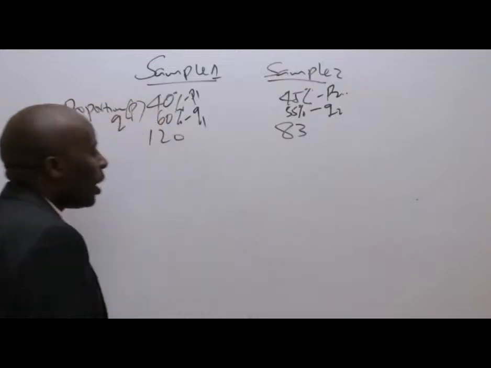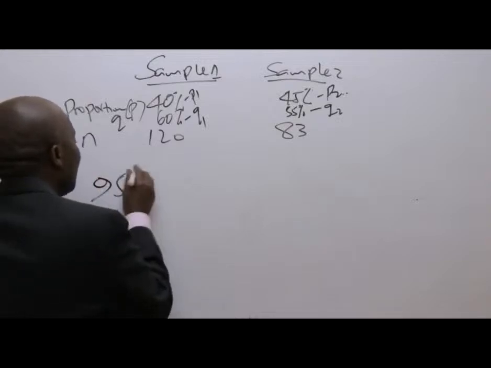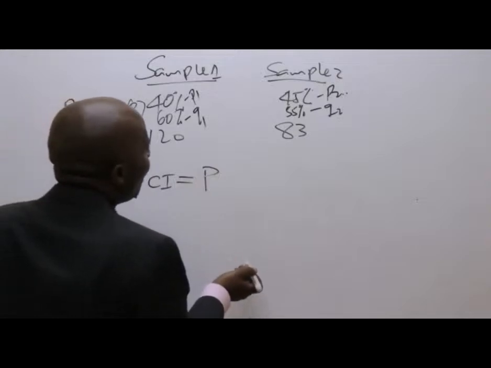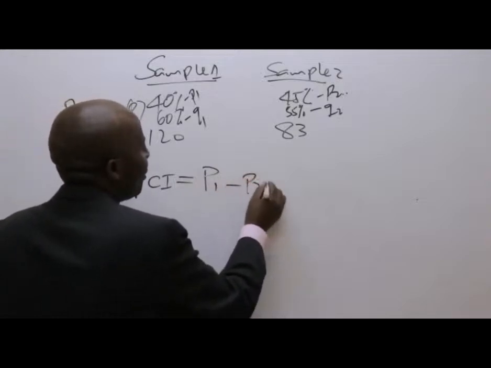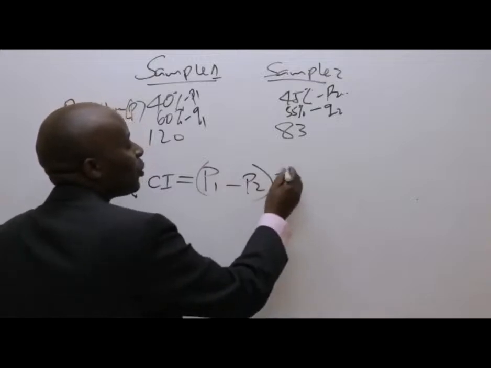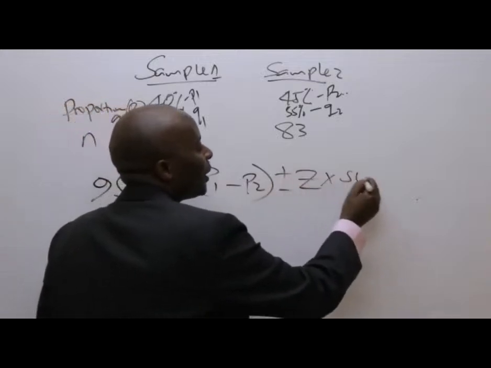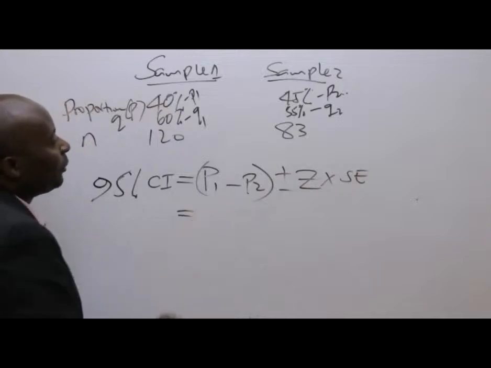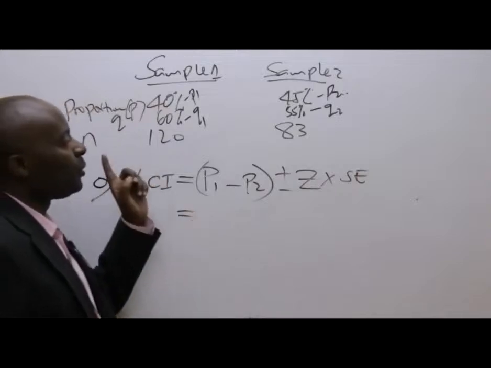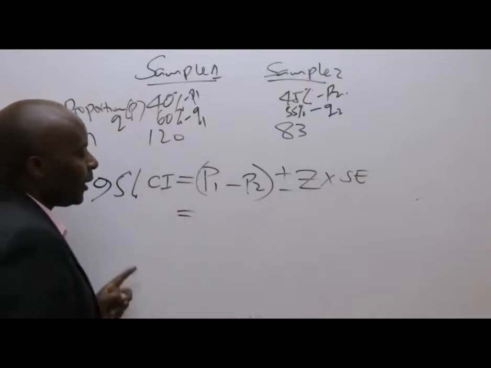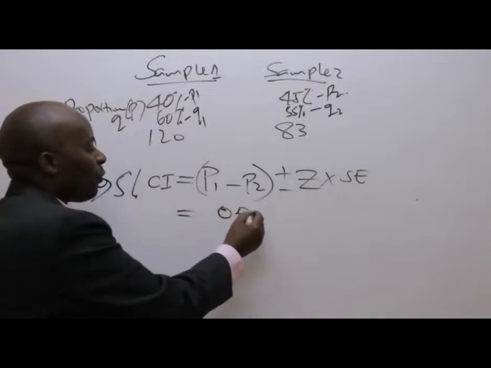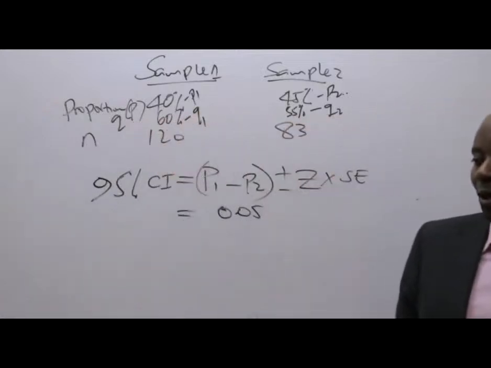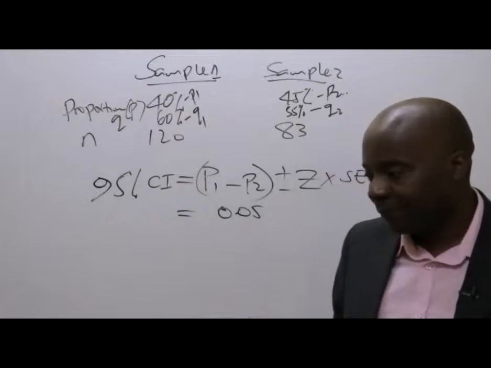The 95% confidence interval of the difference between our proportions will be P1 minus P2, plus or minus the Z times the standard error that you gave me. So P1 minus P2, I can see it is 40% minus 45%. That is the same as 0.05 positive. Whenever you get negative, you disregard the negative.